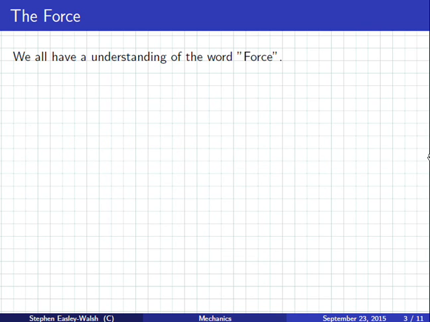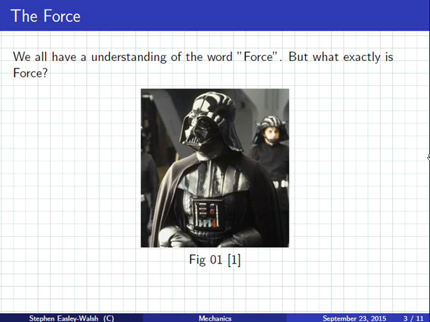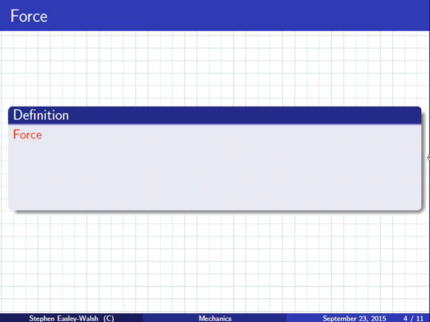So we all understand the word force. I mean, we all have an understanding of this word in English. You know, strong force, weak force, big force, small force. But what exactly is force? The native speakers at least know what I'm talking about. Okay. So what exactly is force?